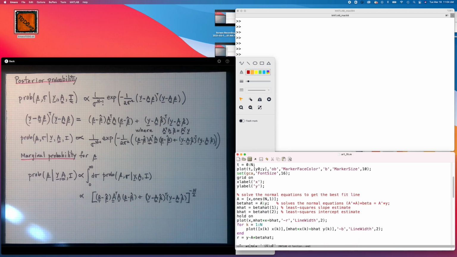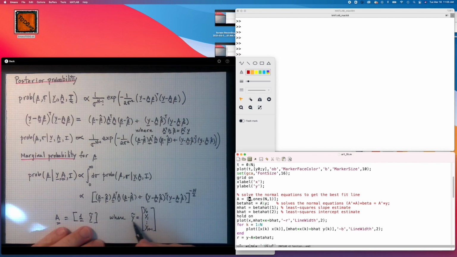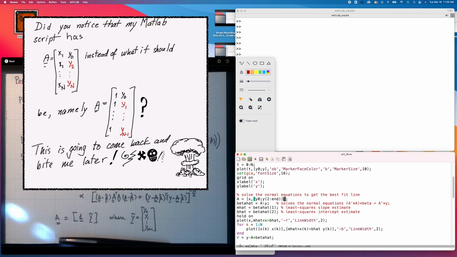All right, and then we can do our AR1 process. So the columns of A are, remember what A was, a column of 1s and this y tilde vector, where y tilde is the vector of y's shifted downwards to make room for y0. All right, so that's the design matrix.